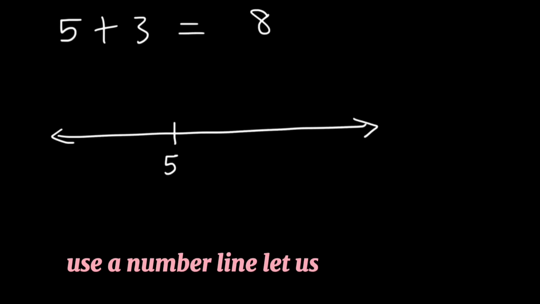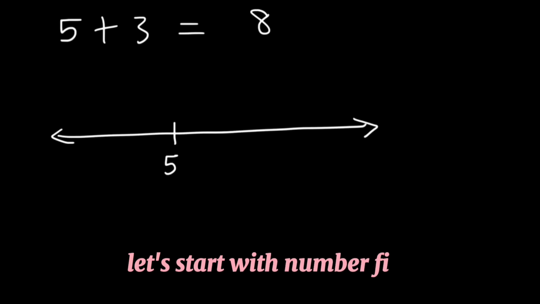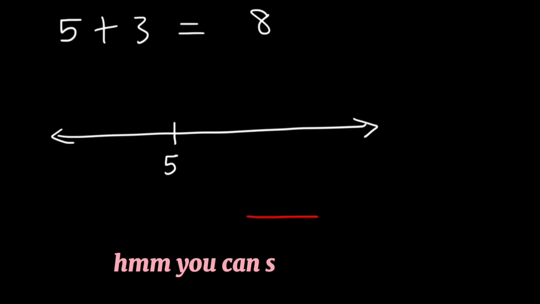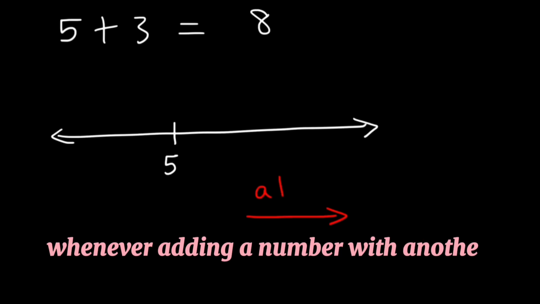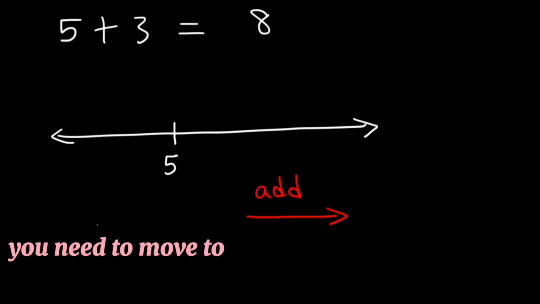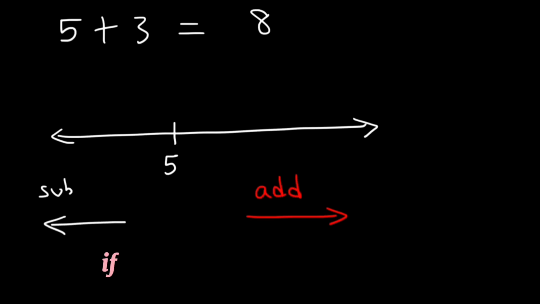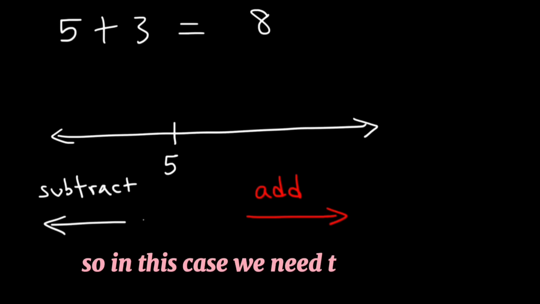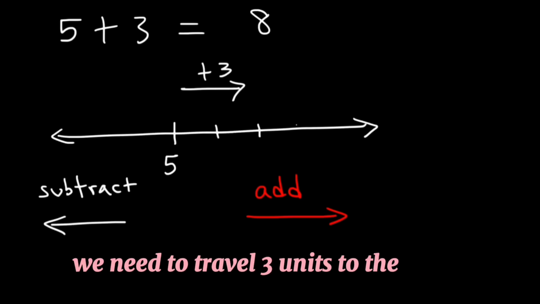Let us add 5 plus 3 here. Let's start with number 5. You can start anywhere. Whenever adding a number to another number, you need to move to the right on the number line. If you subtract, travel to the left. So in this case, we need to add 3 to 5. We need to travel 3 units to the right: 1, 2, 3. This is 6, 7, 8. So therefore 5 plus 3 is 8.